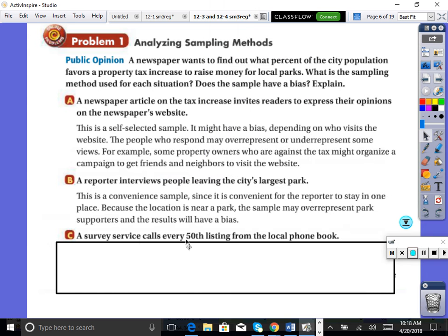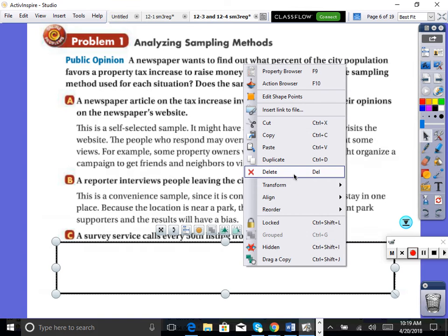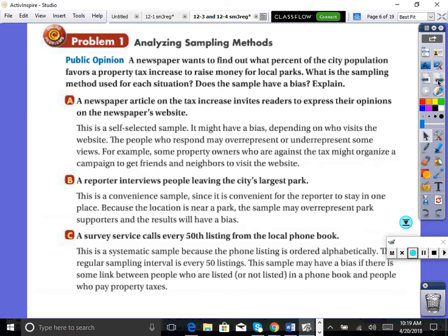Survey service calls every 50th from a local phone book. That one is systematic because the local phone book is putting them in an order, because it's ordered by last name, and then you're selecting from it at regular intervals, so 50th listing. So that one's the least biased, correct? As long as most people are registered in the phone book, and there's not even such a thing as a phone book these days. Have any of you even used a phone book? Yeah. Okay, I was just curious. I haven't since like middle school.